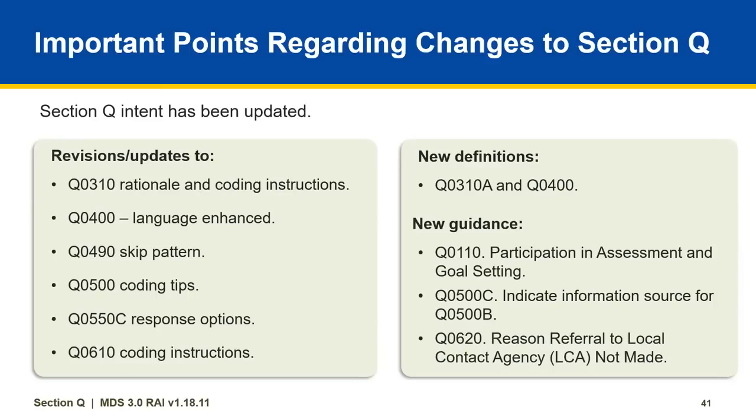The following new items have been added to this section: Q0110, participation in assessment and goal setting. Q0500C, indicate information source for Q0500B. And Q0620, reason referral to local contact agency, LCA, not made.